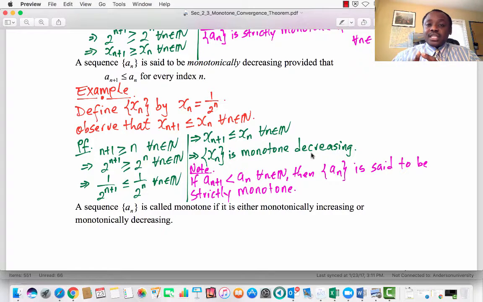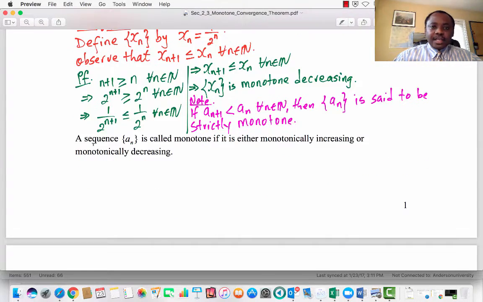So if I give you a sequence, you should be able to verify whether the sequence is monotone increasing, monotone decreasing, or neither. Again, if needed, we would say that a sequence is strictly monotone decreasing if a(n+1) is less than an for every natural number n. A sequence an is called monotone if it is either monotonically increasing or monotonically decreasing. So if you're told that a sequence an is monotone, it means it could be monotone increasing or monotone decreasing.